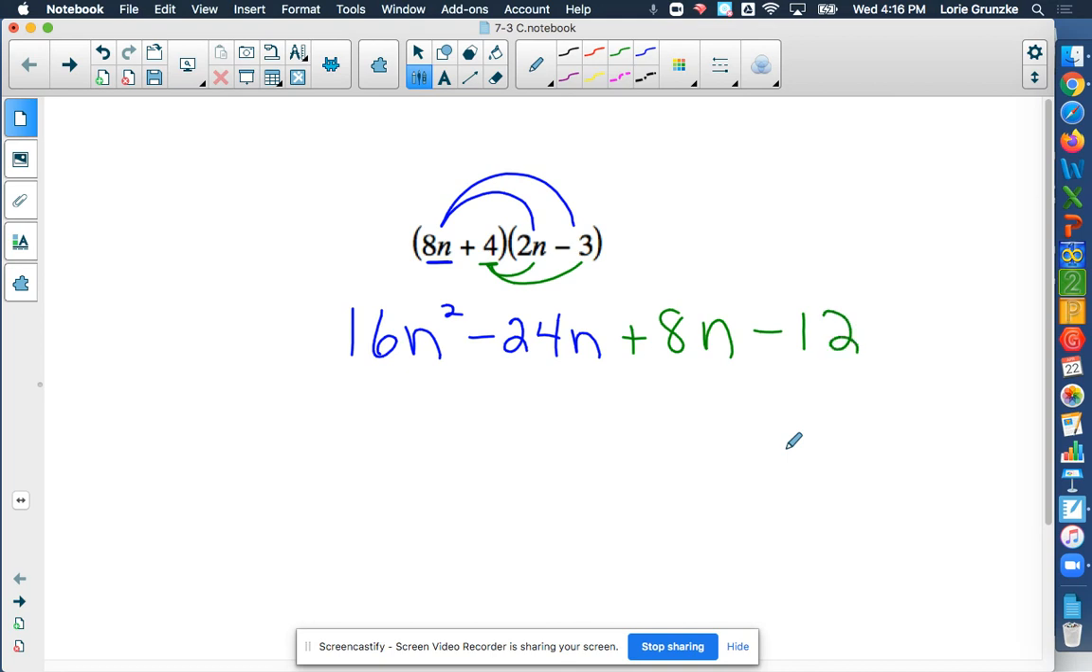The two terms in the center, I want to say, can always go together. So you write 16n squared. Now this is a negative 24n and a positive 8n. If you add them together, you'll get a negative 16n. And then the negative 12 goes to the end, and you're done.